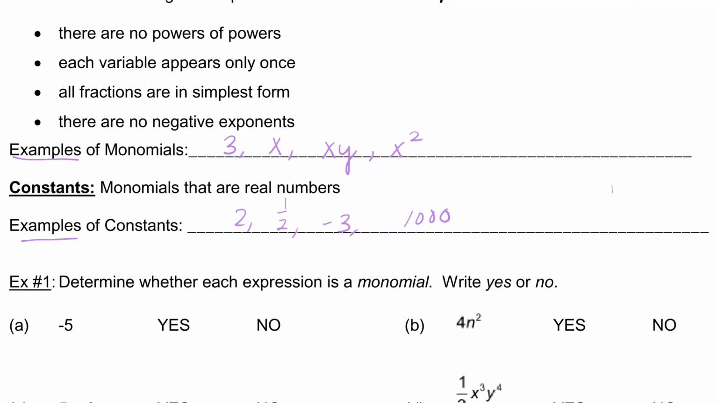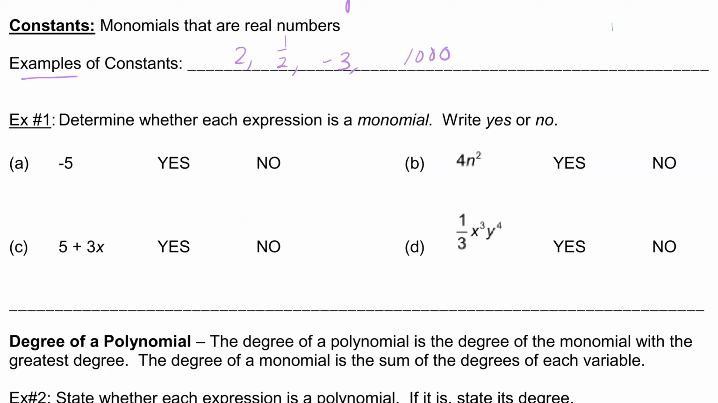Okay, let's determine whether these are monomials. I think this will help. Is -5 a monomial? Yeah, it's just a single term. Next one, B, 4n squared. That's yes, because they're all being multiplied together. It's just one term. That's fine. How about this next one, 5 plus 3x? No.